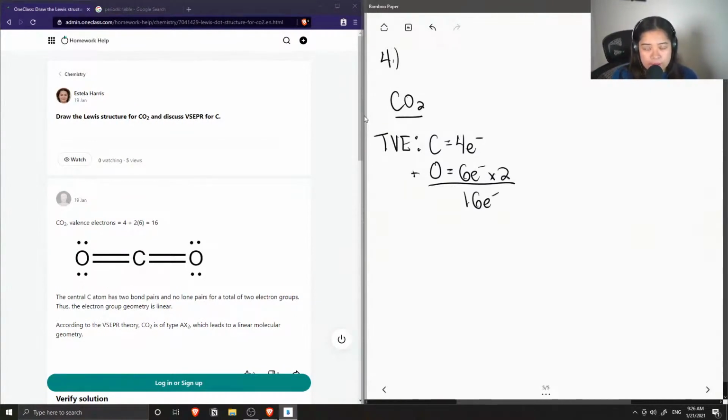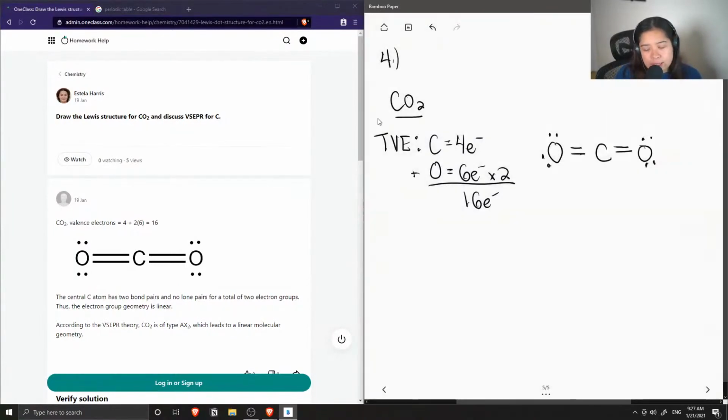We start off writing the skeletal structure with our carbon as our central atom. And then I'm just going to draw 2 bonds to the 2 different oxygens. And notice that the carbon doesn't have a full octet yet. I'm just going to make these double bonds. And then for the remaining 8 electrons, we will add them as lone pairs on our oxygen atoms.